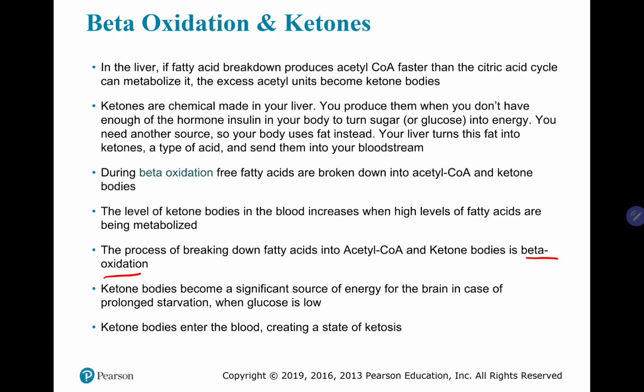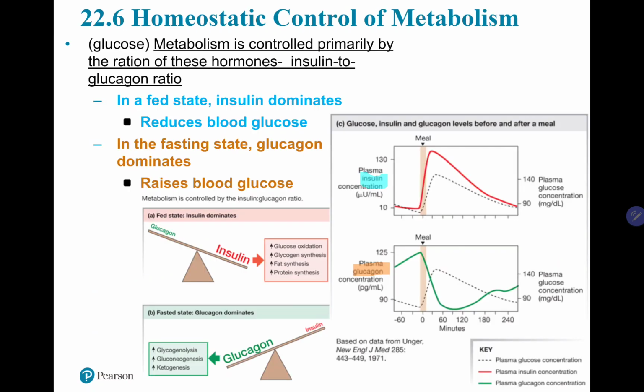However, we know that these ketone bodies, as they enter the blood, are called keto acids for a reason. They can create a type of metabolic acidosis, and that could lead to eventual problems. So let's look at the homeostatic control of metabolism.